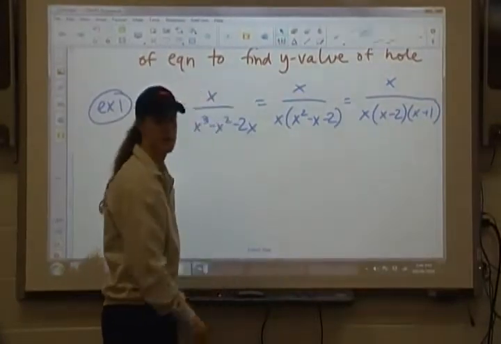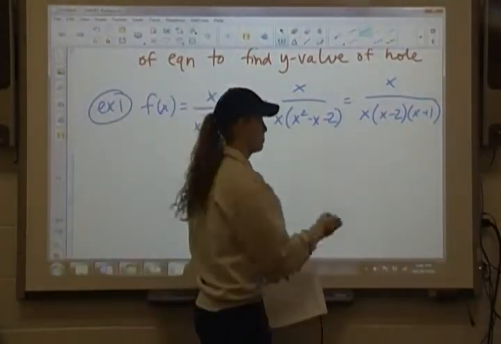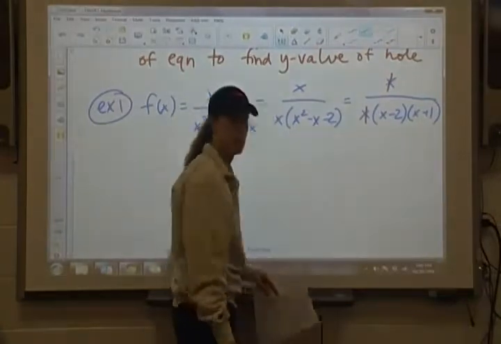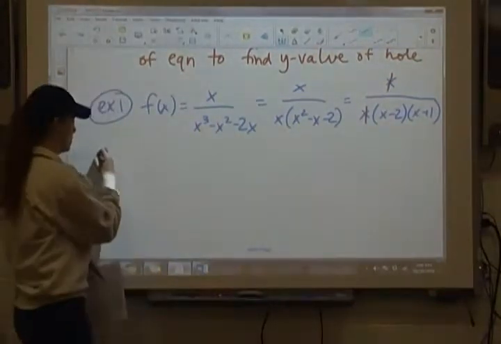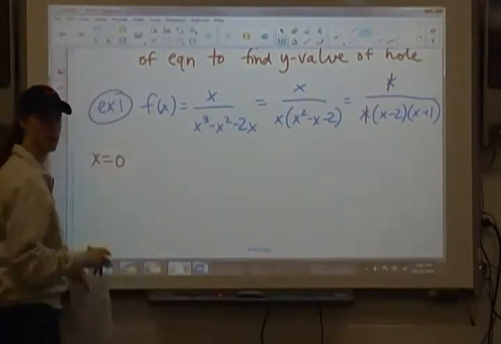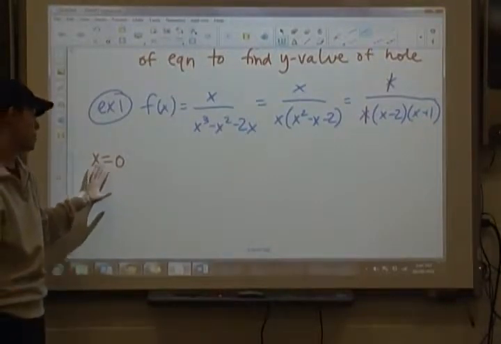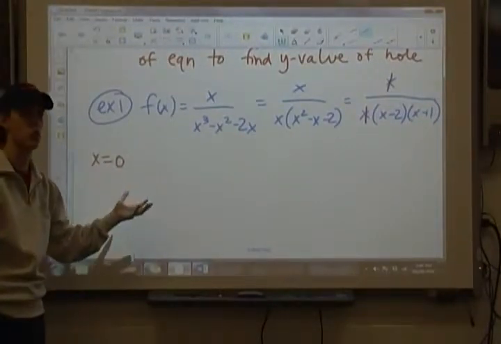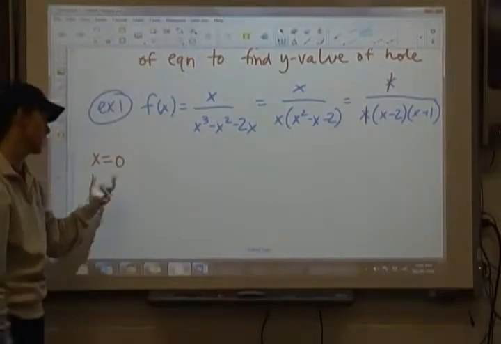We factored everything. Step 2 was to cancel. So we canceled the factors that are the same, and that's the x. And we're going to set that factor equal to 0. So this is our x value. This x is equal to 0. If there was x plus 1, you'd set that equal to 0. Whatever cancels, you set equal to 0.